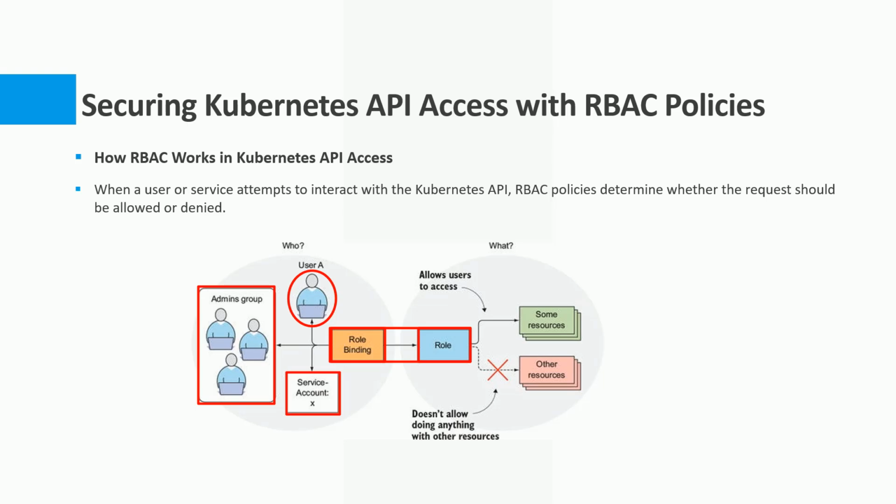Suppose you want a service account to have access to the cluster. For that you have to create a role, and once the role has been created, with the help of role binding you can bind that role to the service account. So without a role binding, the user or service account cannot interact with the Kubernetes resources.